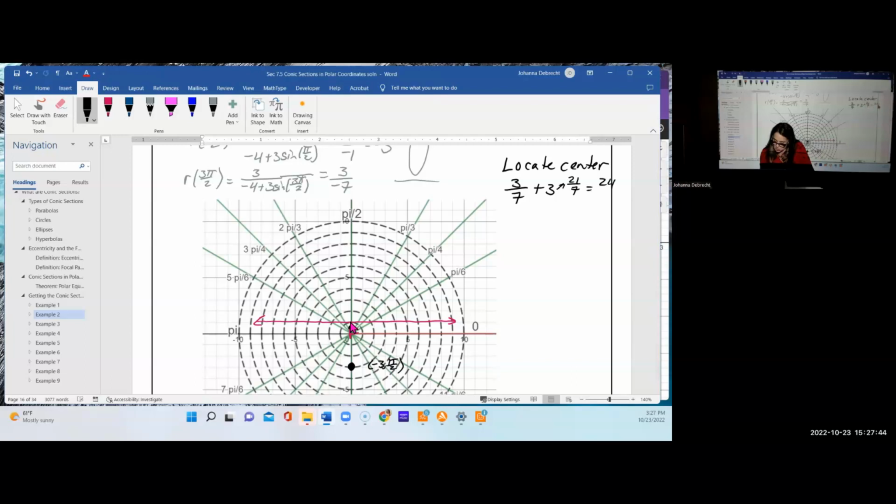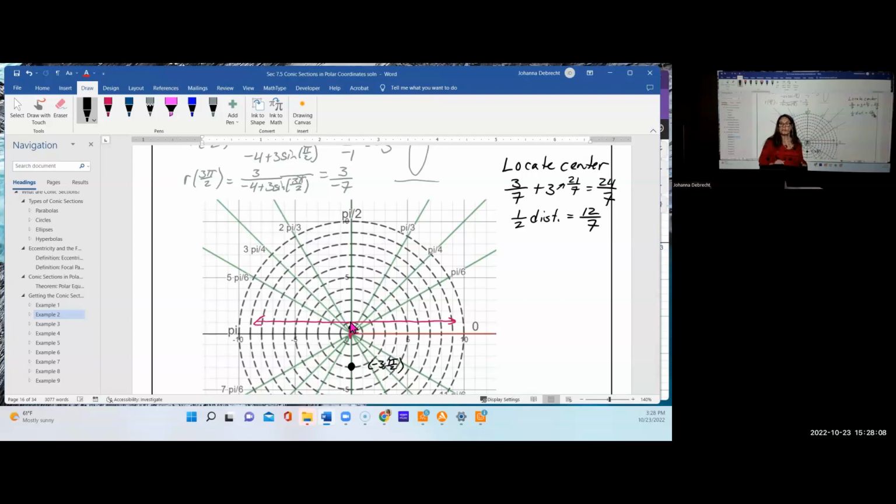So this gives me 24/7. Now that's the total distance from this vertex to this vertex. And what I want to do is find half of it, because half that distance is how far it is from the center to each vertex point. So half of that distance is going to be equal to 12/7.